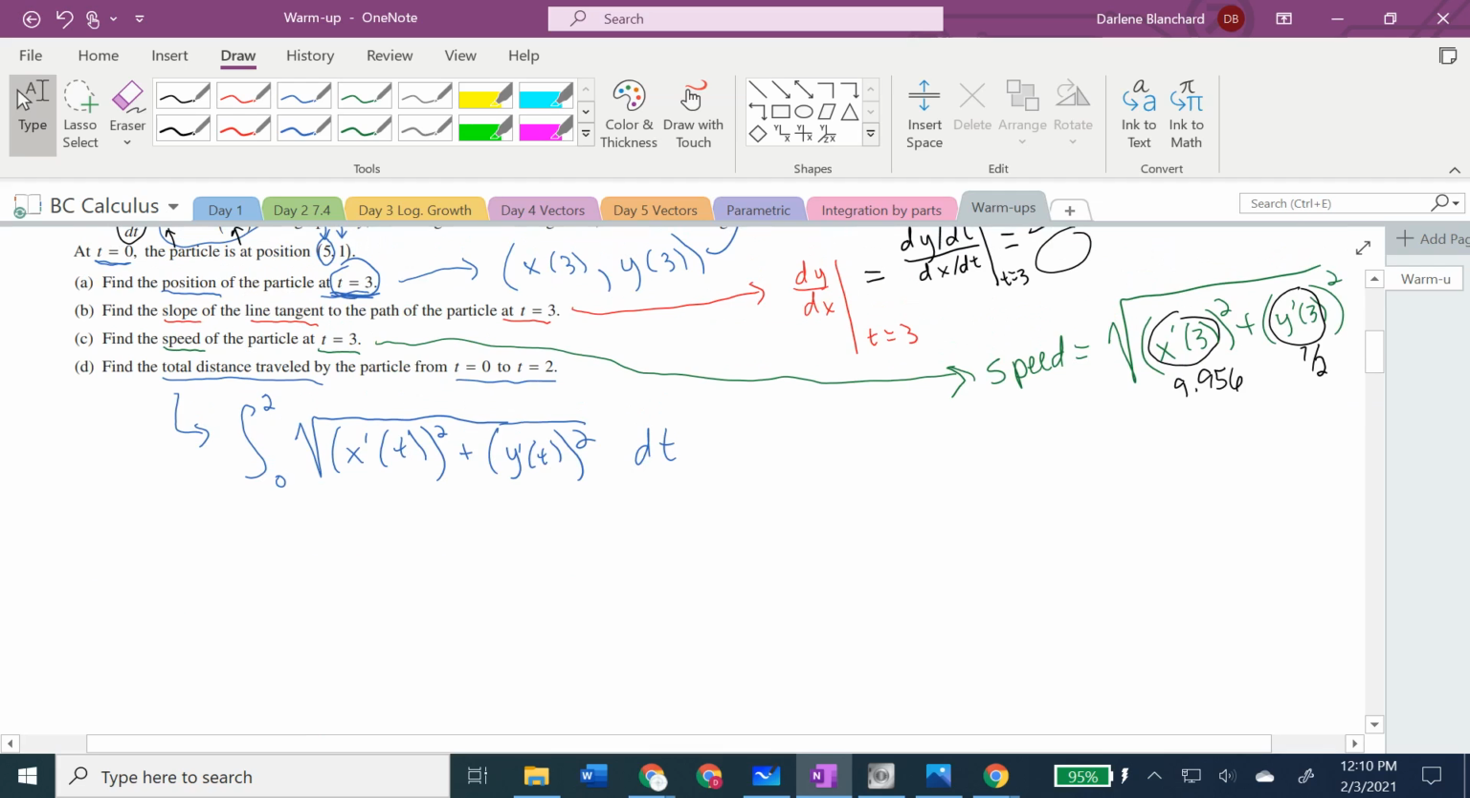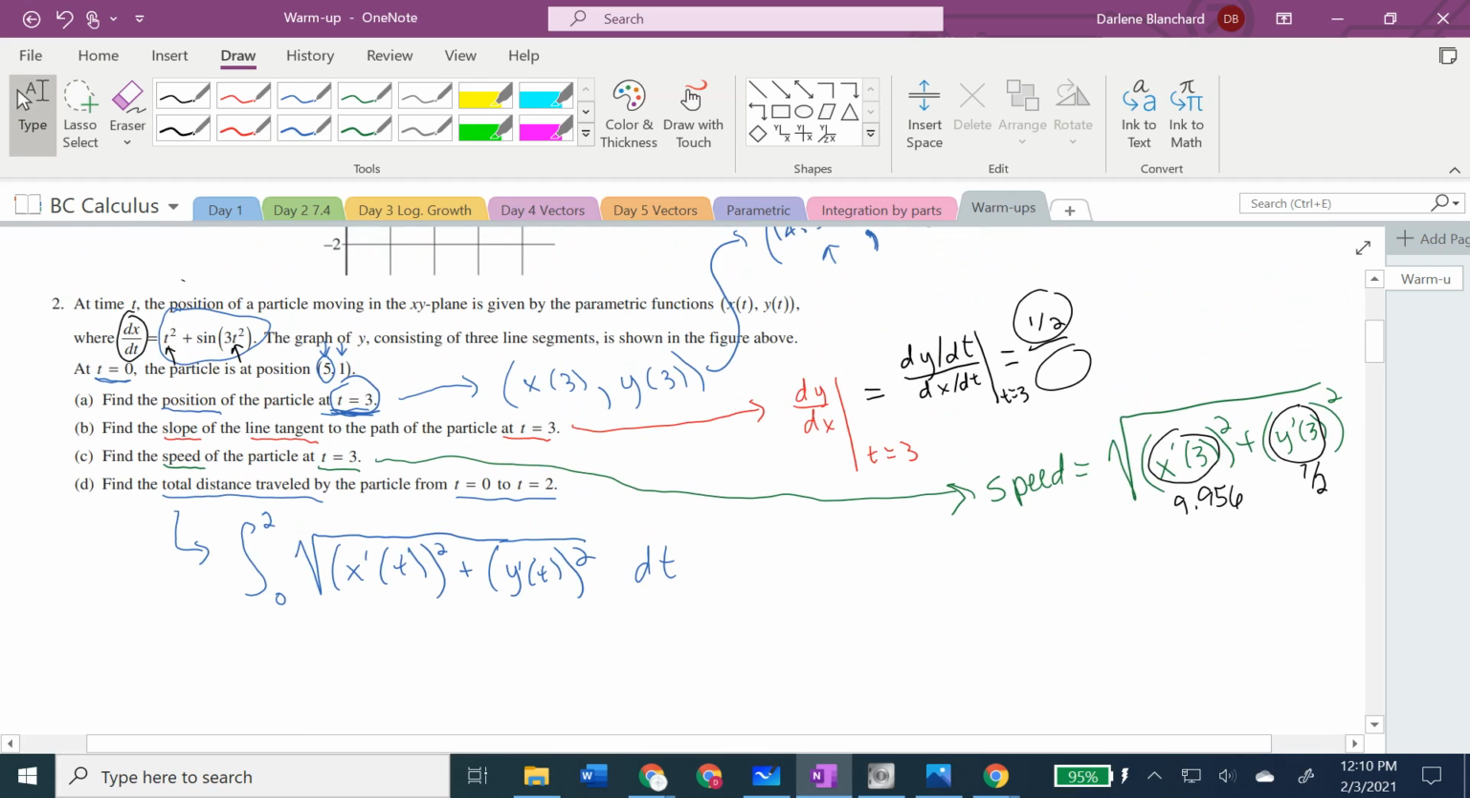And lastly, total distance traveled. The total distance traveled is the integral of speed, but I am no longer dealing with speed at a particular time. I've got to keep it as a generic variable t. So I take a look at what I have, and I do have a calculator, luckily. I'm given the dx dt formula. So that's going to just pop right in there.